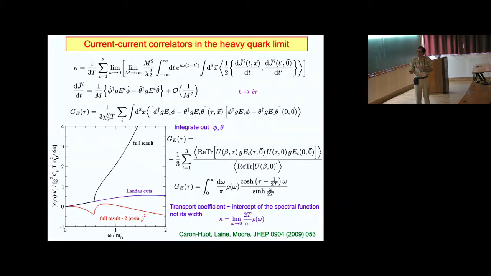the transport coefficient. So in that case, all you have to calculate is a correlation function, reconstruct the corresponding spectral function, and calculate the heavy quark diffusion constant as the omega equals zero limit of the corresponding spectral function divided by omega.